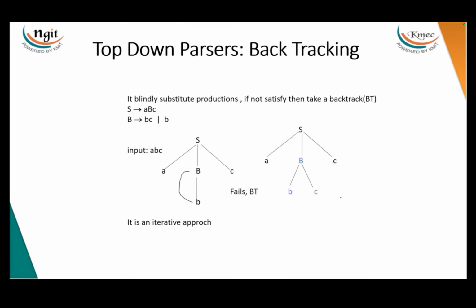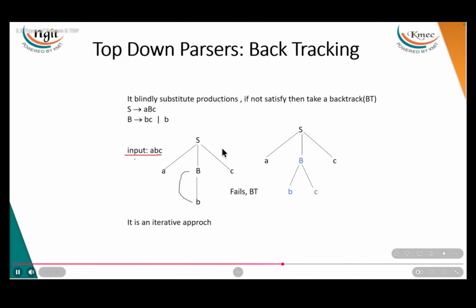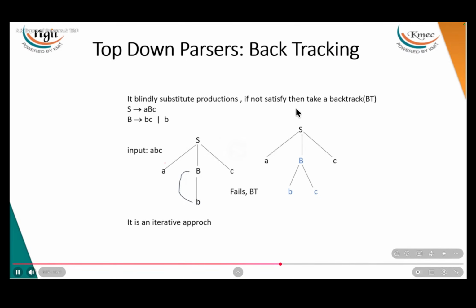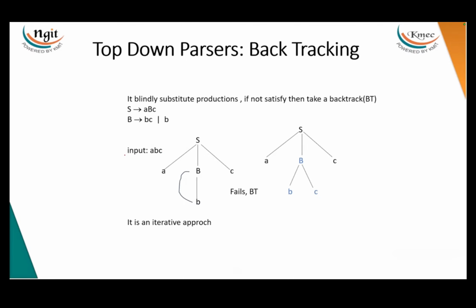And first we'll go with the backtracking. See, for example, if you are asked to generate the input string ABC, so don't consider this diagram, I'll come back to that. So ABC, then you have to take like this: S tends to, blindly you substitute the first production.